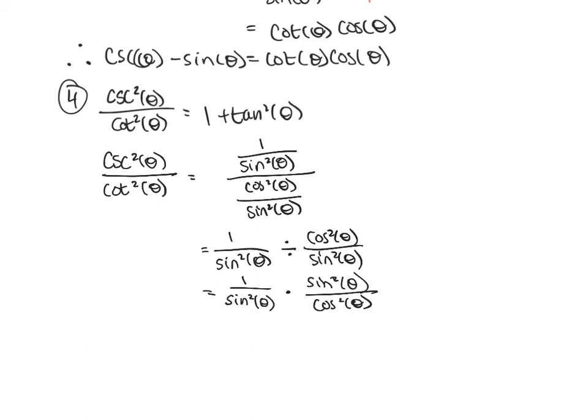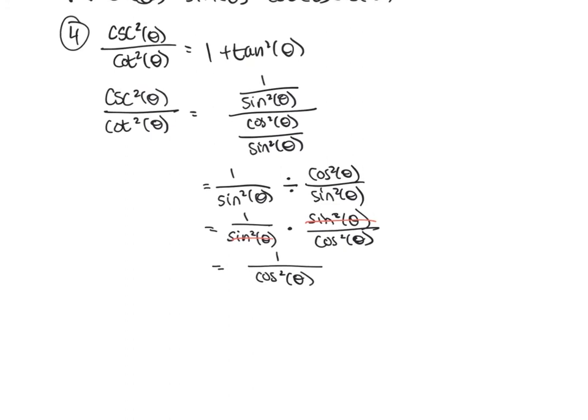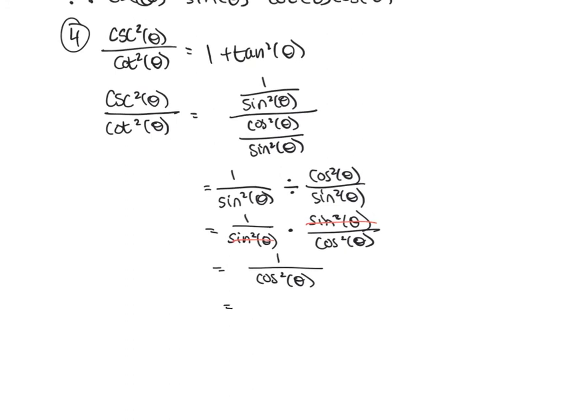So let's see, if we multiply across here, I can actually already see things that we can cancel out. I'm multiplying by a sine squared in the numerator, dividing by a sine squared in the denominator. So I'm going to cancel those out and leave myself with 1 over cosine squared theta. If I have 1 over cosine squared theta, I can simplify that to a secant.